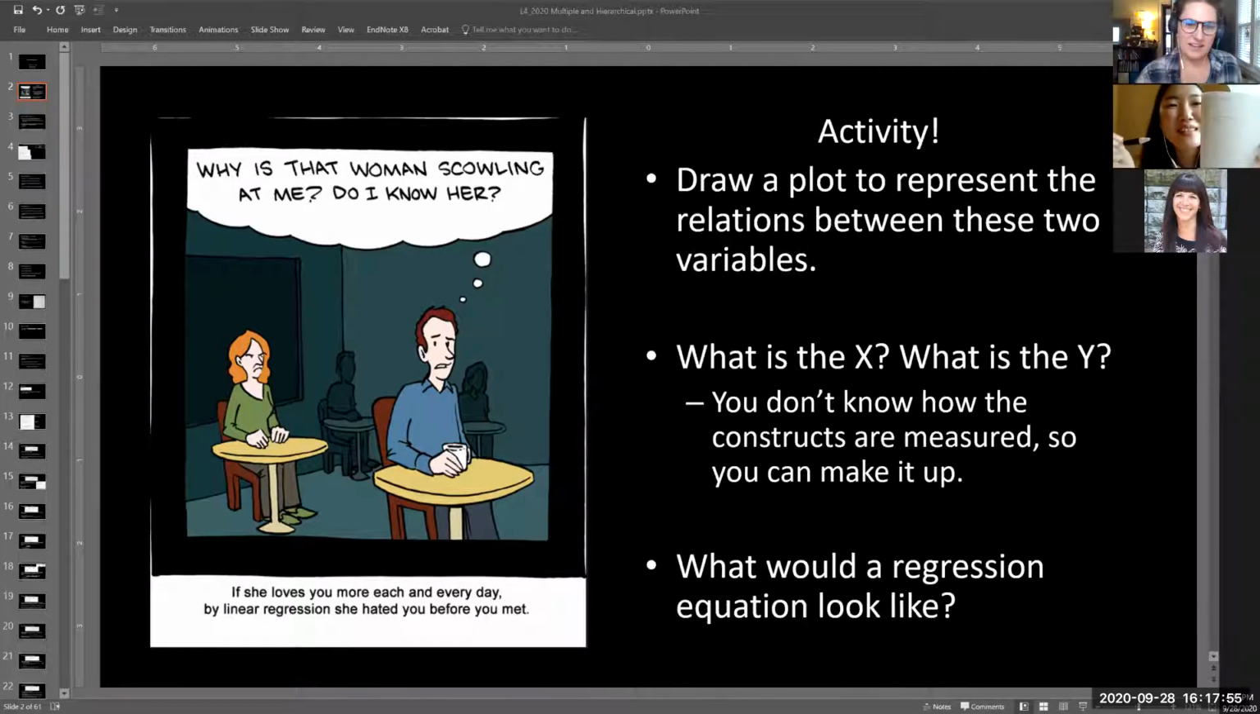Yes. So as time goes by, the love emotions will increase. But like this cartoon says, she hated you before you met. So maybe there will be some negative values for y. So yeah, before it's kind of interesting. It made me laugh a lot. Why is she scowling at me?